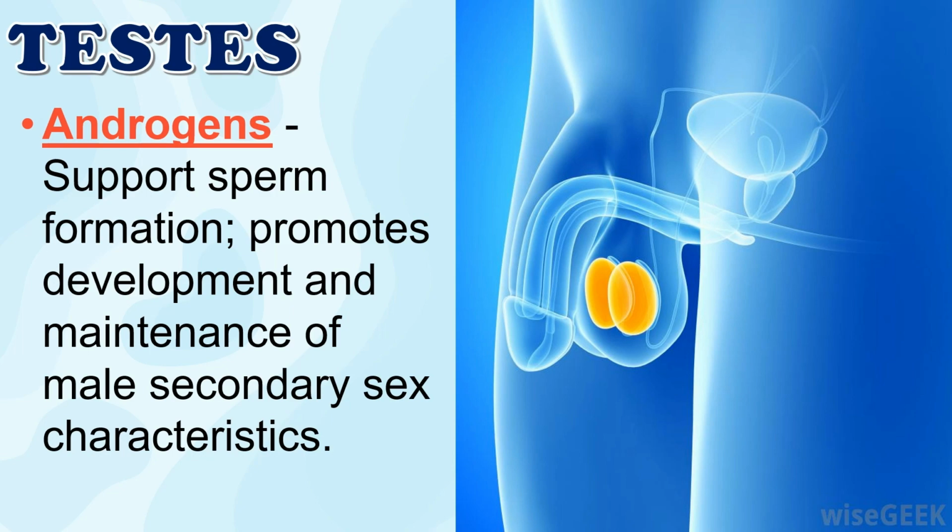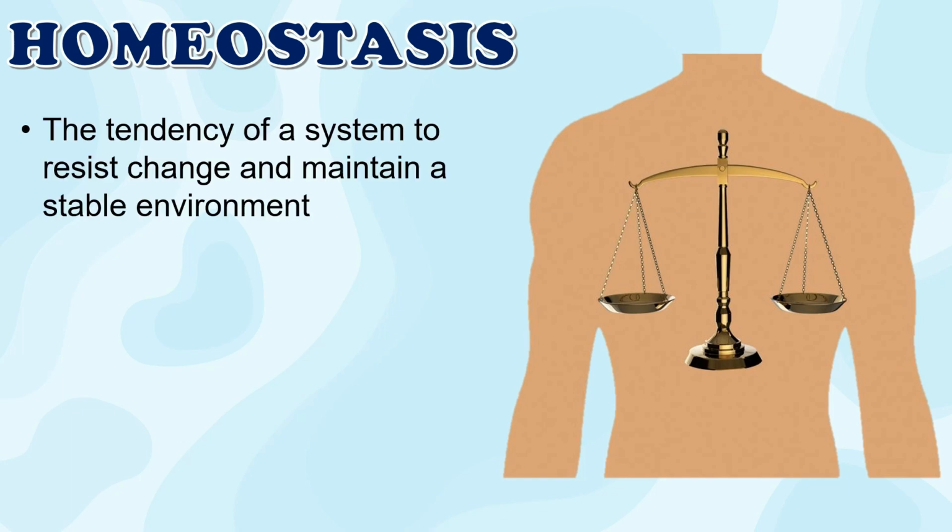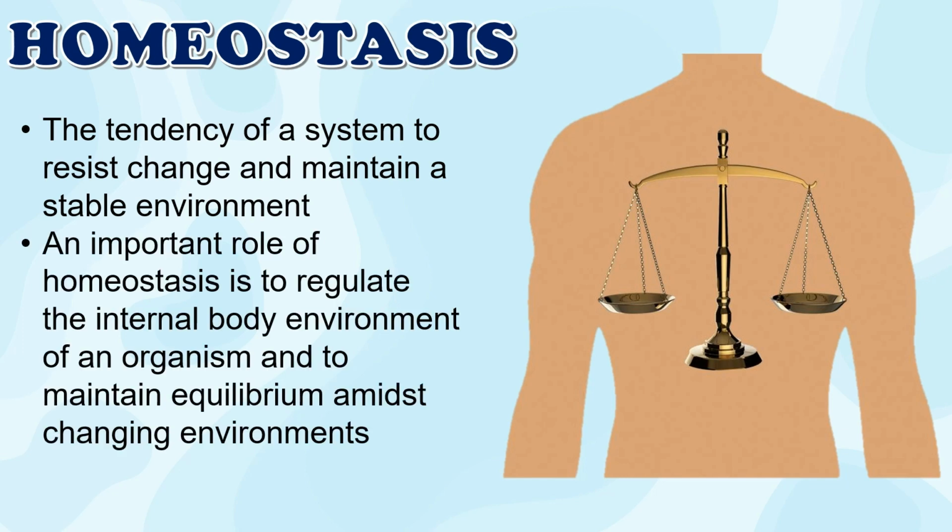Then, next we have homeostasis. So, when I said homeostasis, we can also refer to this agad sa ating tinatawag na balance. It is controlled by different organ systems. Ayan, so the tendency of that system is to resist change and maintain a stable environment. Then an important role of homeostasis is to regulate the internal body environment of an organism and to maintain equilibrium amidst a changing environment.